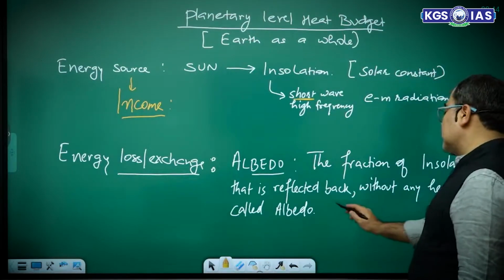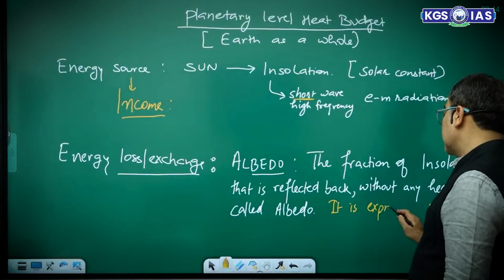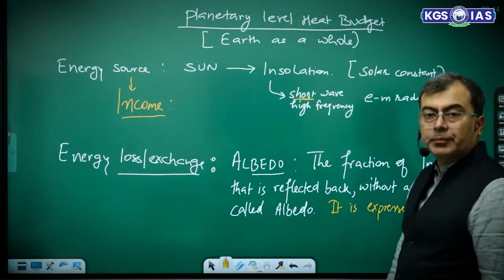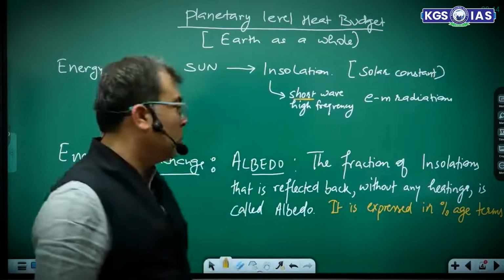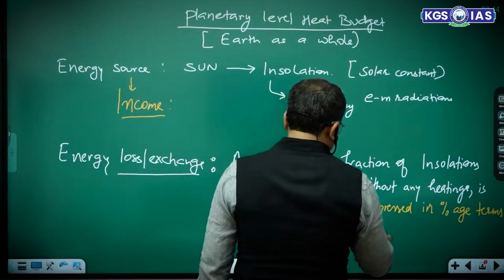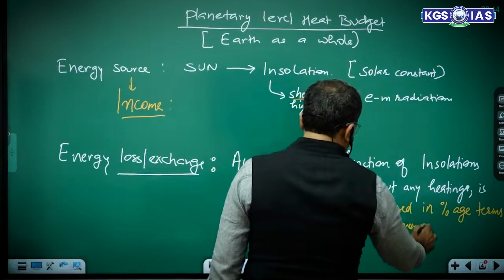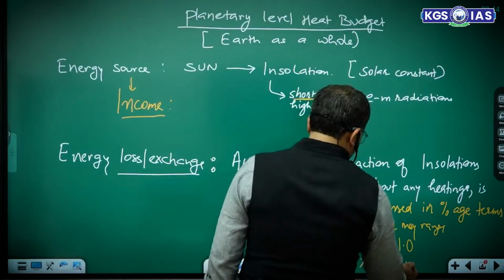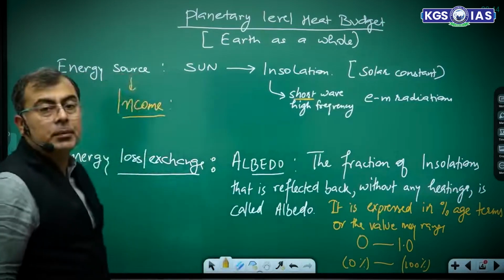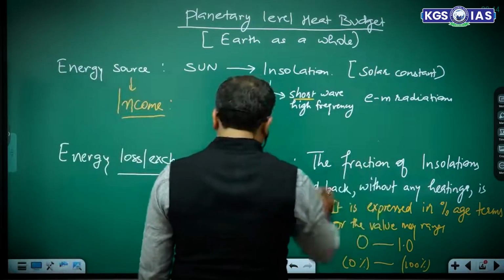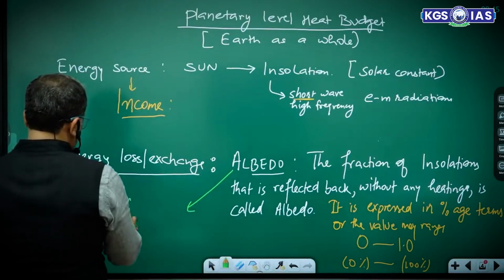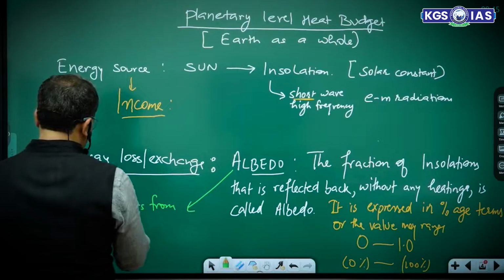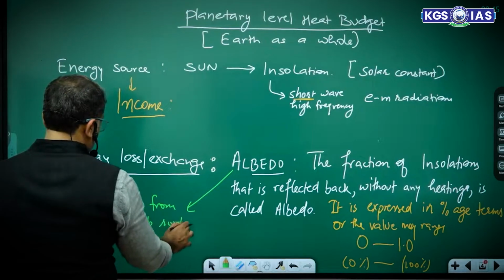It is expressed in percentage terms. And the value may range from 0 to 1.0. So 0 will be 0% and 1.0 will be 100%. Some important points of albedo: it differs from surface to surface.